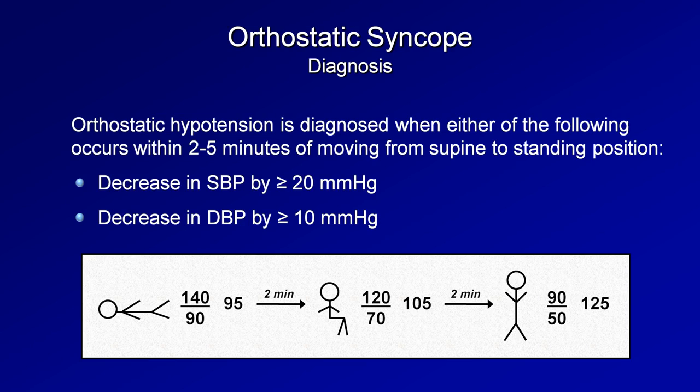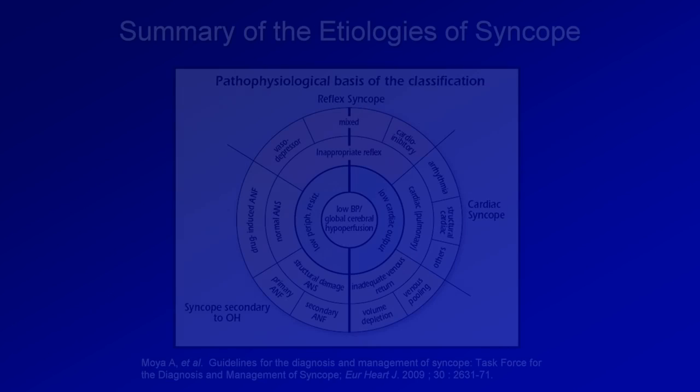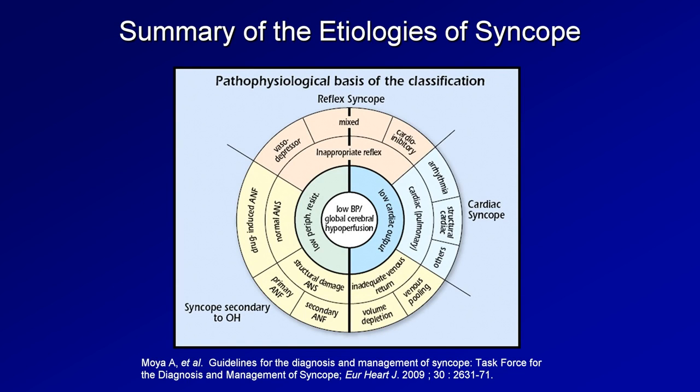Whenever syncope occurs in the presence of orthostatic hypotension, it's generally assumed to be due to the orthostasis, provided that an alternative explanation is not readily apparent from history, exam, and the ECG. This unique circular chart, for which I cannot claim credit, is a wonderful depiction of the underlying physiologic derangements in different types of syncope.